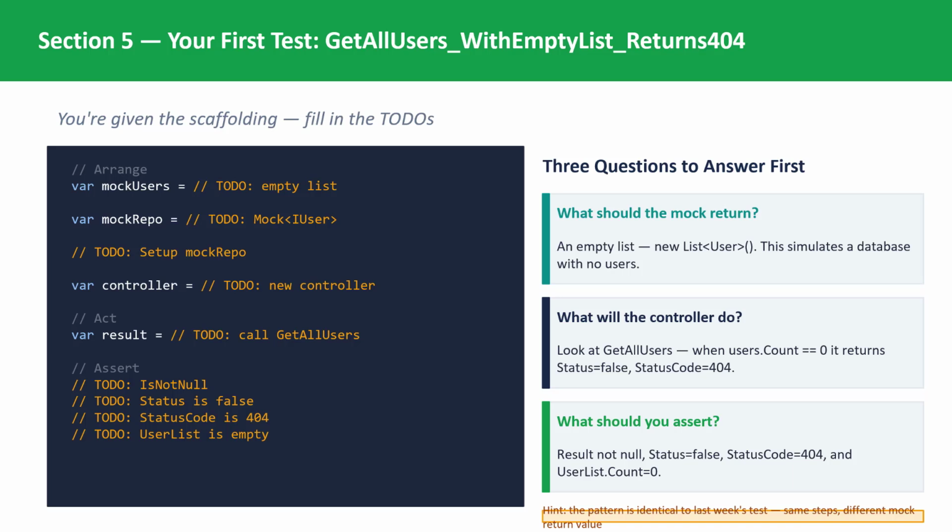The hint at the bottom is maybe the most important thing on this slide. The pattern is identical to last week's test. You're not really learning anything new, but you're applying the same pattern with different values. We use the same mock setup, the same AAA structure, a different return value, and different assertions. So if you get stuck, go back to last week's test and compare line by line, and of course reach out if you have questions.